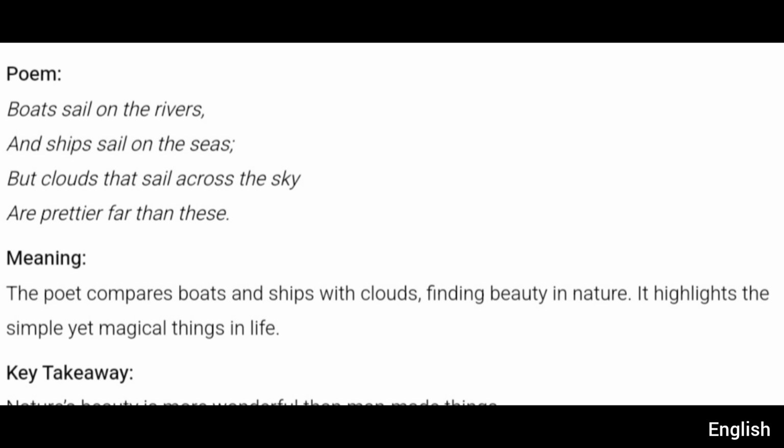The poet compares boats and ships with clouds, finding beauty in nature. It highlights the simple yet magical things in life. See, even if we are just flesh which will vanish anytime in the mud, right? But still, God has given us this beautiful life to rejoice, to live it by His principles, to be good people, to be caring people, to be disciplined people, to be loving people, right?